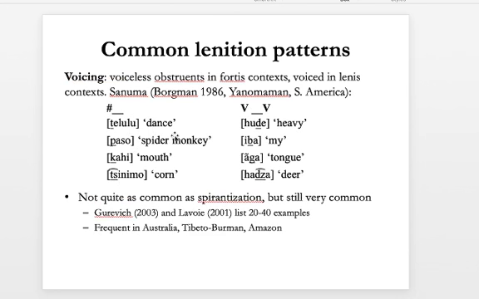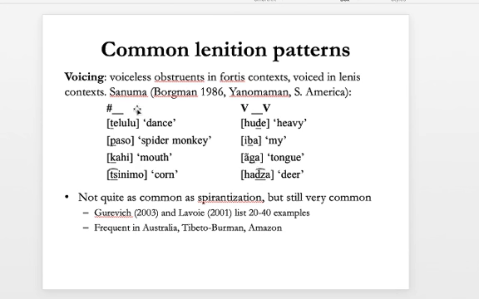Here is a second lenition pattern. This is a voicing lenition pattern, and this one involves some obstruents that are realized as voiceless in these fortis contexts, which again is going to be at the beginning of a phrase for the most part, but they're realized instead as voiced in the lenition context. So again, in between two vowels is going to be the most common lenition context here.